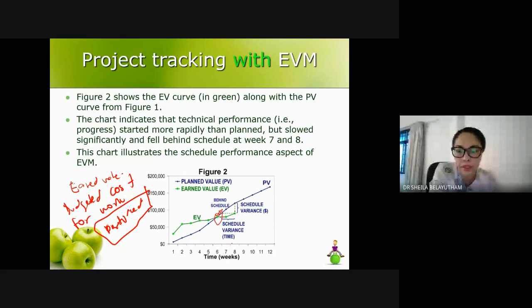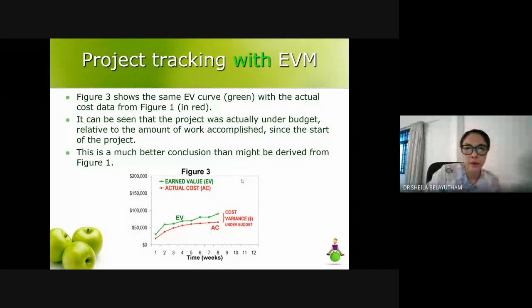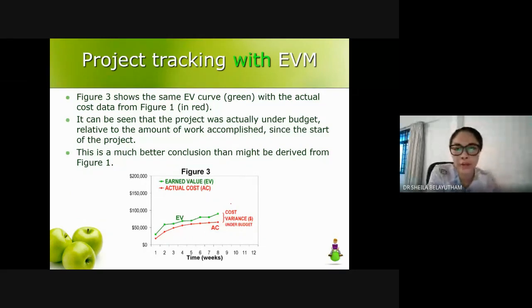At week 8, the planned value for the activity to complete is such, but what you have performed on site is only valued as such. Your earned value is only as such. This is the amount of work that you have performed and the value of the work. So you're behind schedule. That is earned value against planned value.